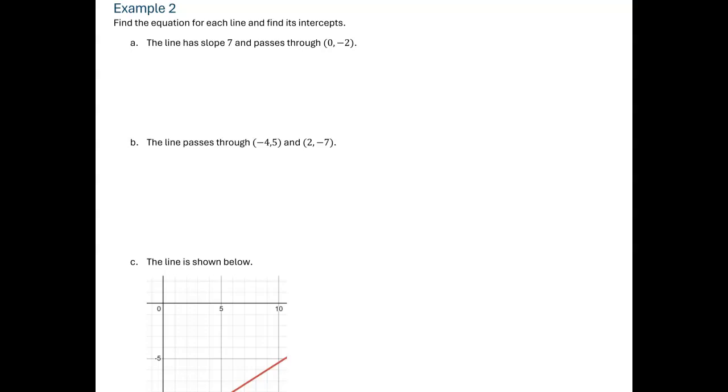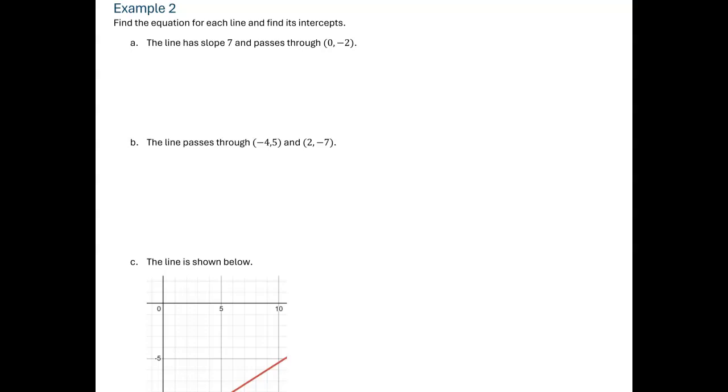All right, let's work on going the other direction. Let's see if we can start with some information and work back towards the equation for our line. So the first set of information for part A is that our line has a slope of 7 and passes through (0, -2). And this is really particularly nice information because (0, -2) is a y-intercept.